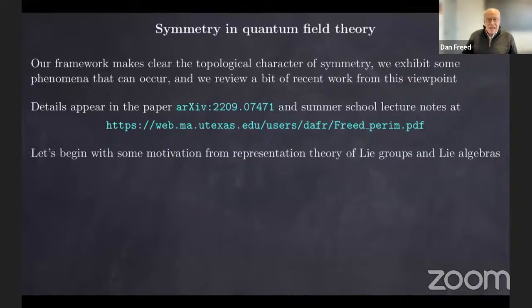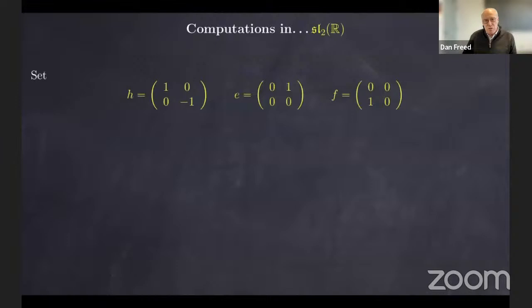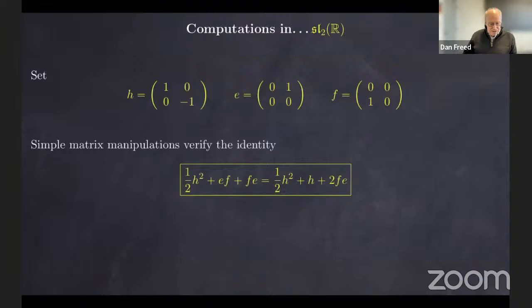In any case, I want to begin in a very different place, with something that has no field theory at all, but something from representation theory, just as a motivation. So let's consider these three matrices. These form a basis for the Lie algebra SL2R. You can easily verify in your head, I'll give you a second to do it, that this identity holds, where the product and sum are products and sums of matrices. That's a little calculation in 2x2 matrices, and by now you've all done it.